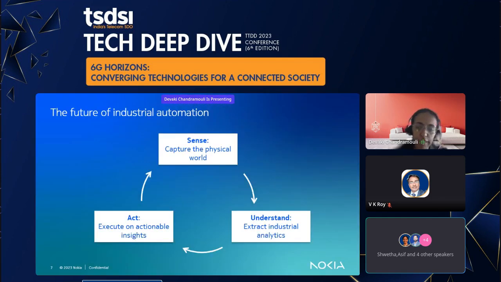Now, talking about the industrial metaverse or industrial automation, it can be explained in three simple steps. First, it is about sensing, capturing the physical world. And the second, it's about understanding, extracting industrial analytics and performing analytics. And then the third step is about acting, executing on the actionable insights that we have derived from the analytics. And then it's a feedback loop. We act, and then we sense, we understand, and we act.